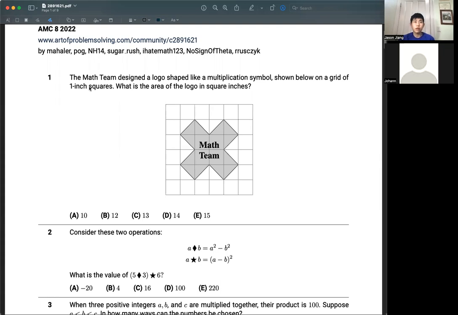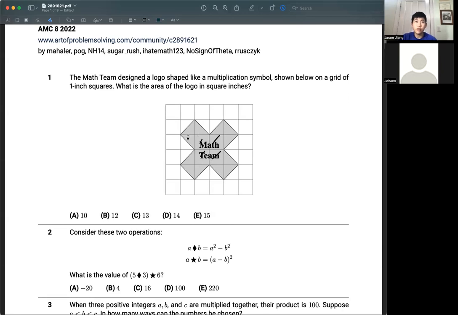Problem 1. The math team designed a logo shaped like a multiplication symbol shown below on a grid of 1-inch squares. We want to know what is the area of the logo in square inches. So because they give us a grid, it makes it a little bit easier to just count the number of squares. We can first count the number of full squares. There's these 4 in the center.